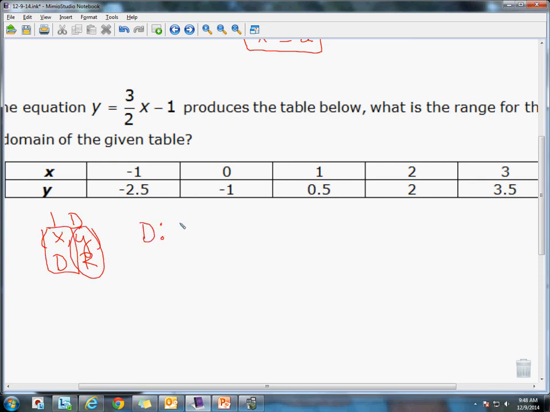So all you're doing for domain is just listing out your x values: negative 1, 0, 1, 2, and 3. For your range, all you do is just list out your y values: negative 2.5, negative 1, 0.5, 2, and 3.5.